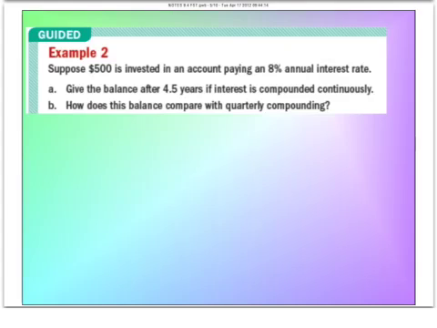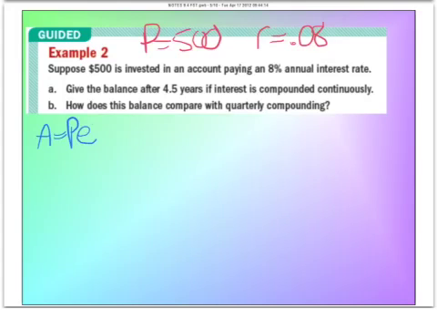This will show you the difference quite easily. Suppose $500 is invested in an account paying 8% annual interest rate. Okay, fine. So we have our P, our starting amount, of $500. The rate is 8%, as a decimal is 0.08. All right. Part A, give the balance after 4.5 years if it's compounded continuously. Part B, how does this compare if it's compounded quarterly? So the continuous compounding is A equals P e^(rt). The compounded differently would be this formula with the time period. So let's write this down.